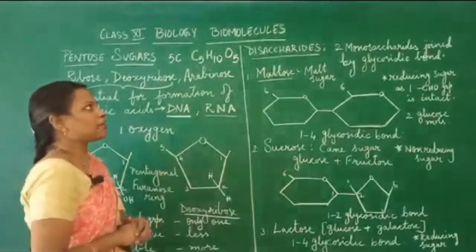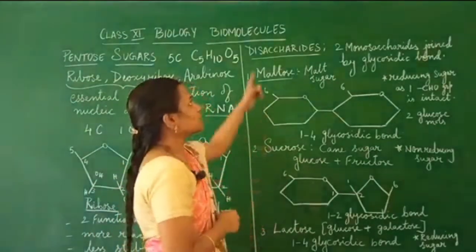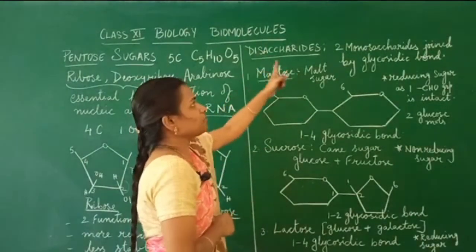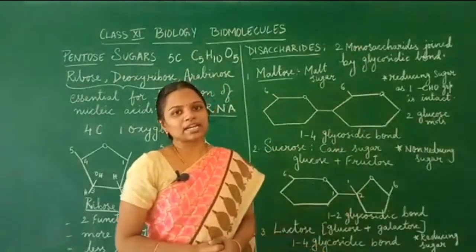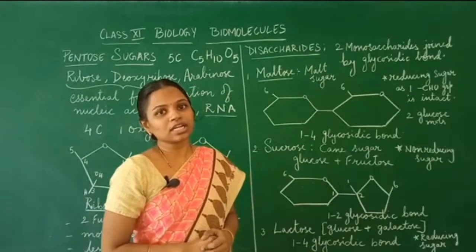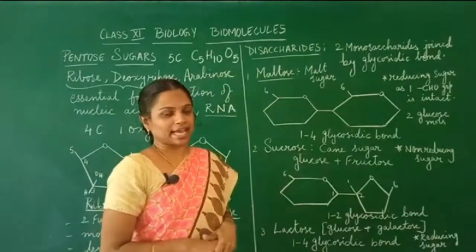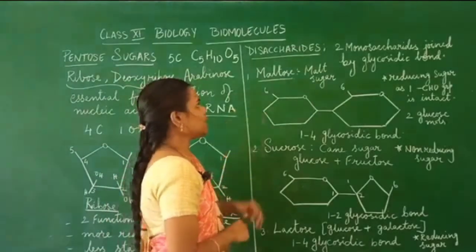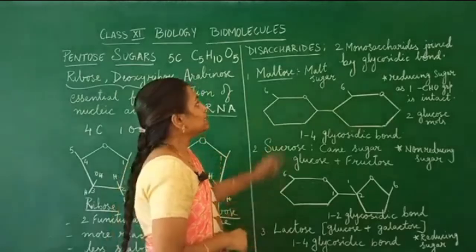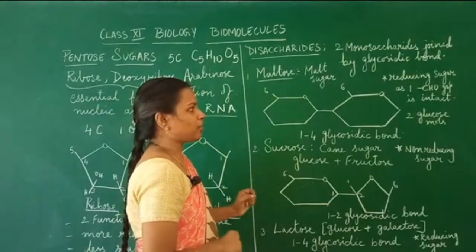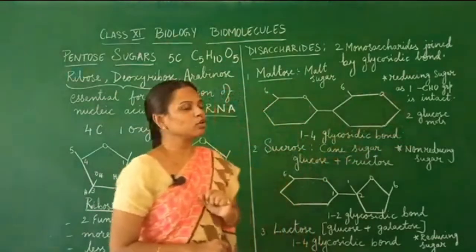Now, let us learn about the disaccharides. As the word suggests, disaccharides are made up of 2 monosaccharides. These monosaccharides are joined by a glycosidic bond. Now, let us see a few examples of disaccharides. The first one is maltose. It is also called malt sugar. This maltose is actually made up of 2 monosaccharides, or rather 2 molecules of glucose.